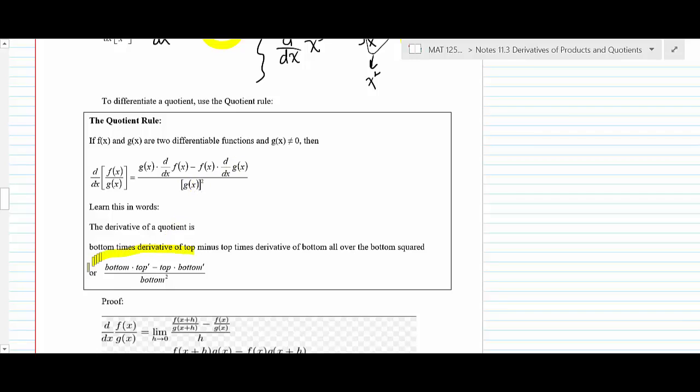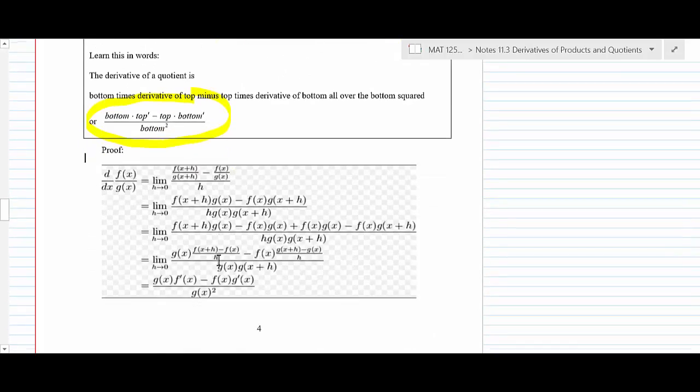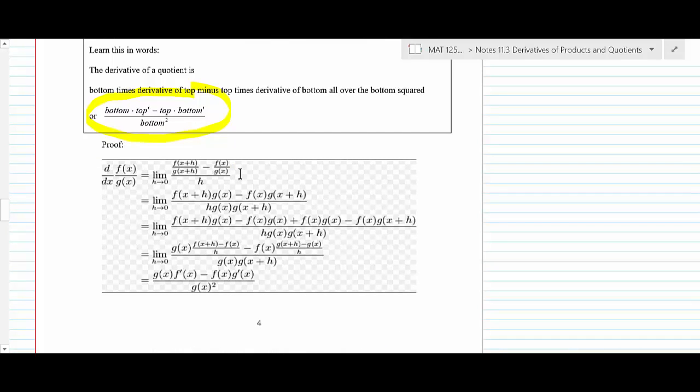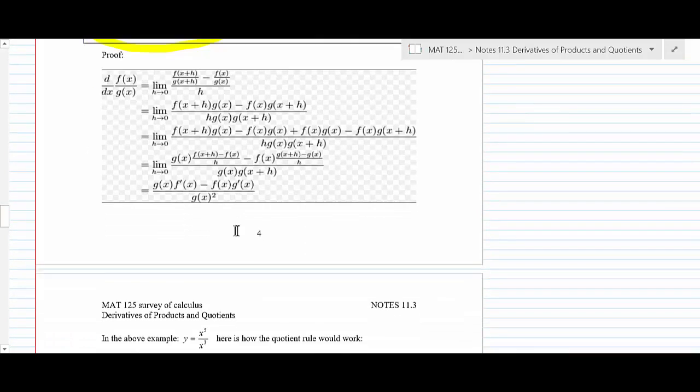I recommend that you just learn this in words, and when you start crunching these things out, you will get these rules down because you're going to use them all the time. Just think of it as bottom times derivative of top minus top times derivative of bottom, all over whatever the bottom is squared. That's the quotient rule. Now this is the proof. I'm not going to go over the details of the proof. You should probably look at that and see if that makes sense. The point I try to make in this class on the proofs is that it all comes from difference quotients when you're dealing with derivatives. So this is why the quotient rule works.